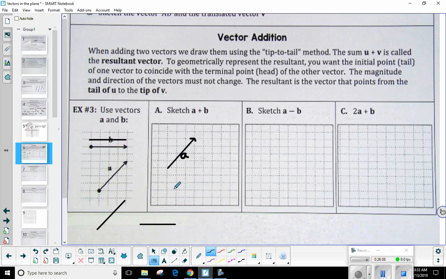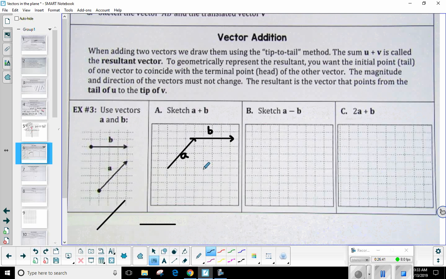Now, when I put these vectors together graphically, I have to put a terminal with an initial. I can't put two terminals together. I can't put two initials together. So because of the way this is, with the initial of B being right here, that's what I'm going to put at the terminal end, so that this is vector B.